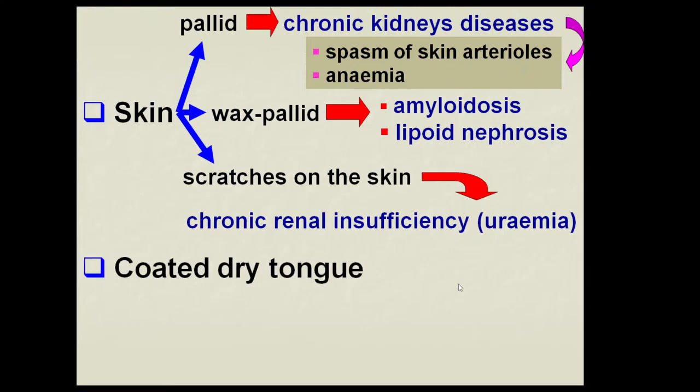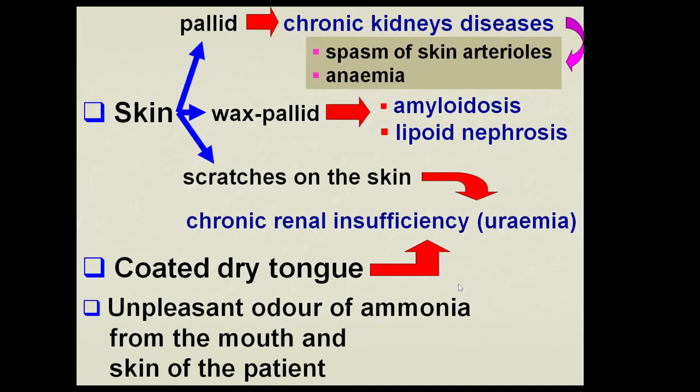We examine the tongue of the patient, especially if the patient complains of dryness in the mouth. A coated dry tongue is characteristic for renal insufficiency. And in progressive renal insufficiency, as I said, from the patient, especially from the mouth and skin, there will be a specific unpleasant odor of ammonia, which is called fetor uremicus, which is characteristic for progressive renal insufficiency.